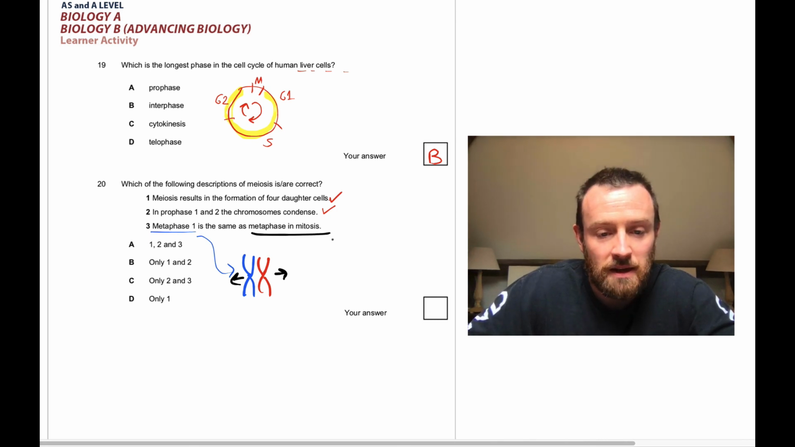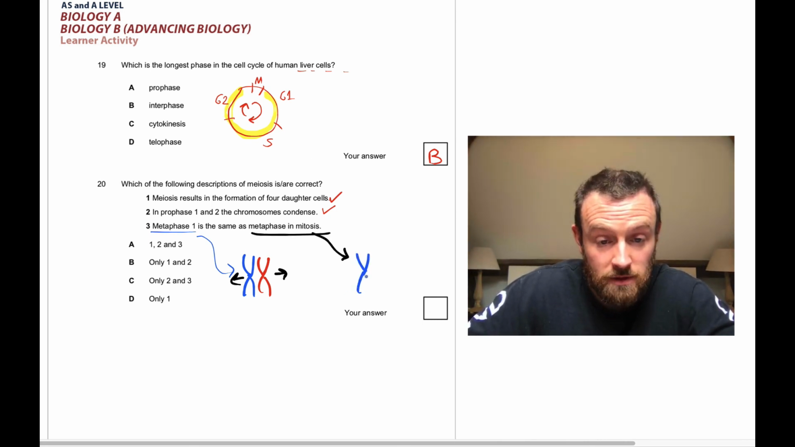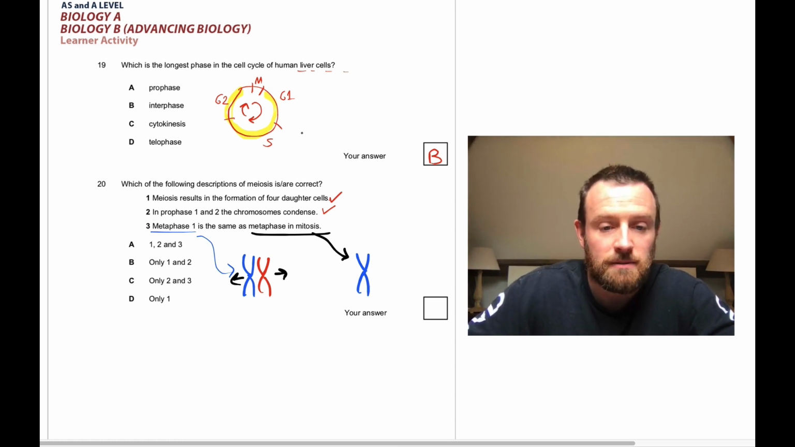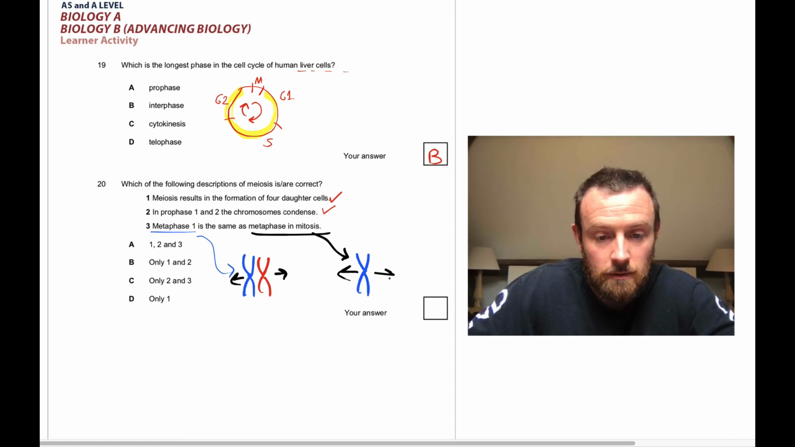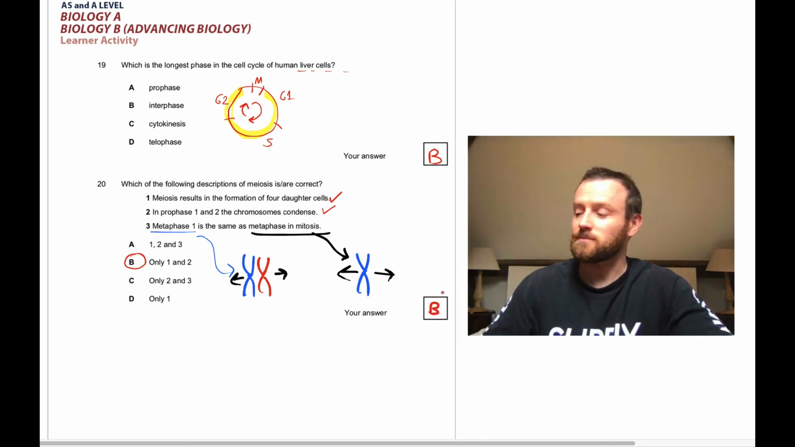Whereas metaphase in mitosis, we've got just one chromosome lined up down the metaphase plate, and that is being separated, okay? Key difference there. So 3 is not correct, so therefore it's only 1 and 2. So the answer is B.